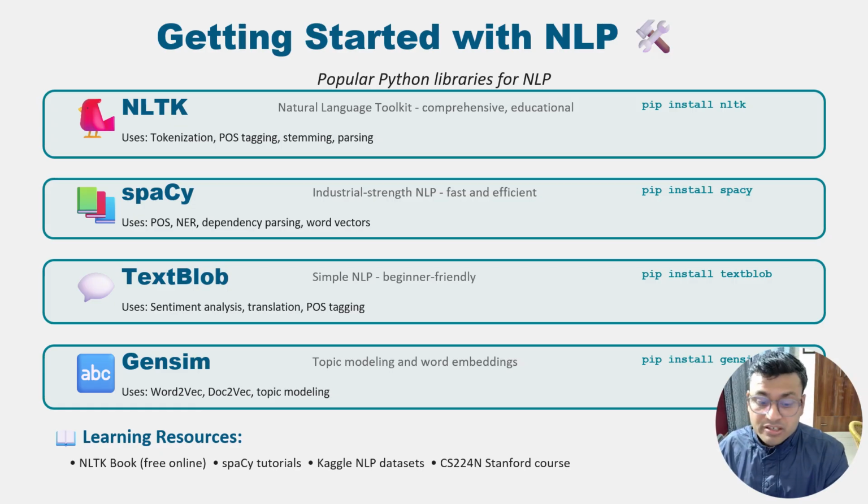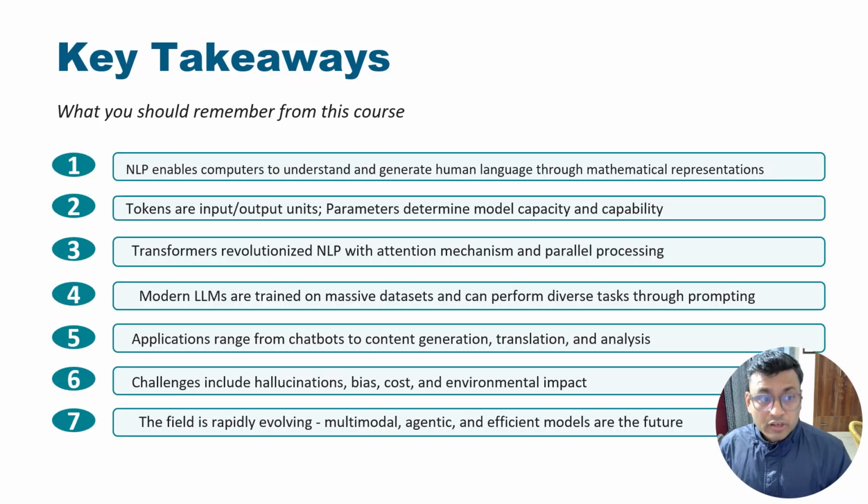They have given full lectures on NLP and on AI as a whole, including LLMs and deep learning. So what you should remember from this course as key takeaways: NLP enables computers to understand and generate human language through mathematical representations. Tokens are input and output units. Parameters determine model capacity and capabilities. Transformers revolutionize NLP with the attention mechanism and parallel processing. LLMs are trained on massive datasets and can perform diverse tasks through prompting.